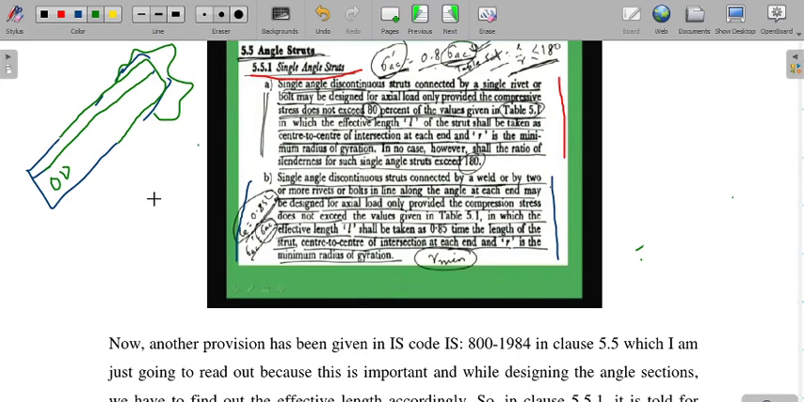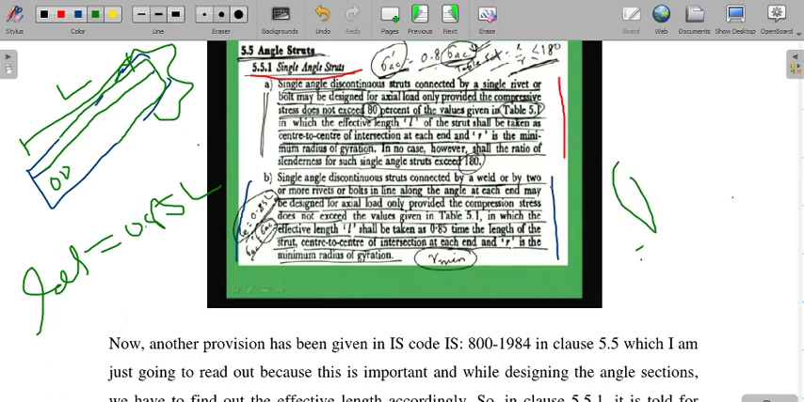In that case, what is the effective length? Note down if you want. Effective length is equal to 0.85 L. Whatever the center to center length of this section is, the effective length will be equal to 0.85 times that length, that is 0.85 L. And permissible stress is the same as sigma SC. That means in this case the permissible stress sigma SC dash will be equal to sigma SC. So this is the case of single angle strut.